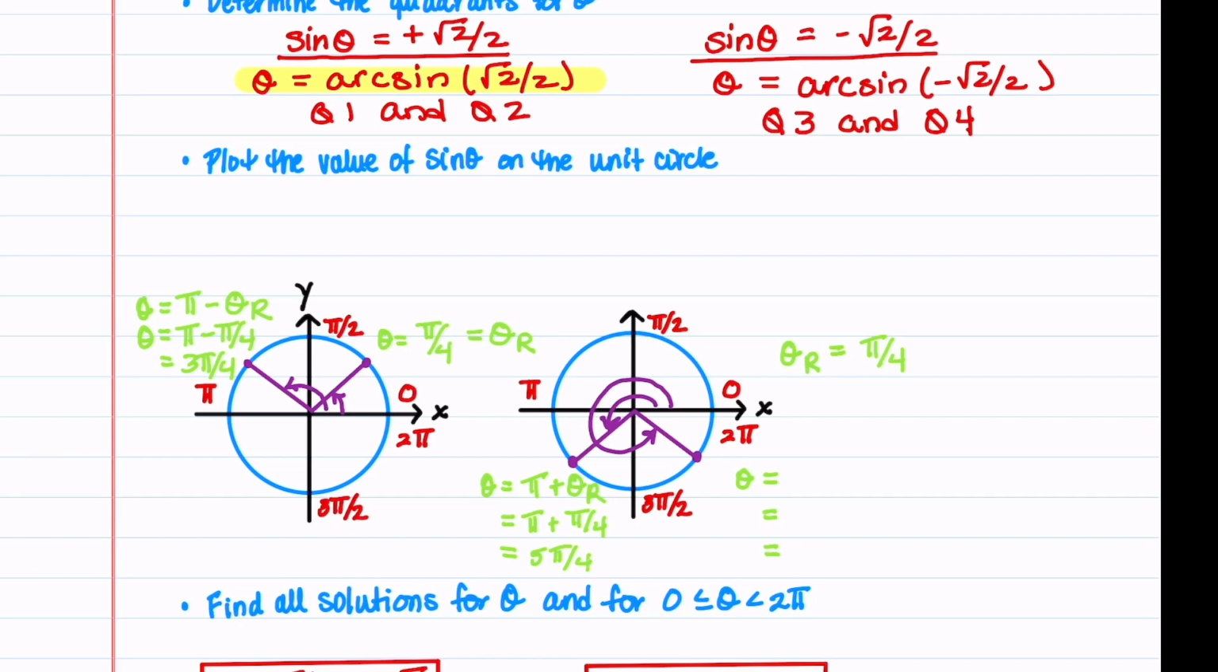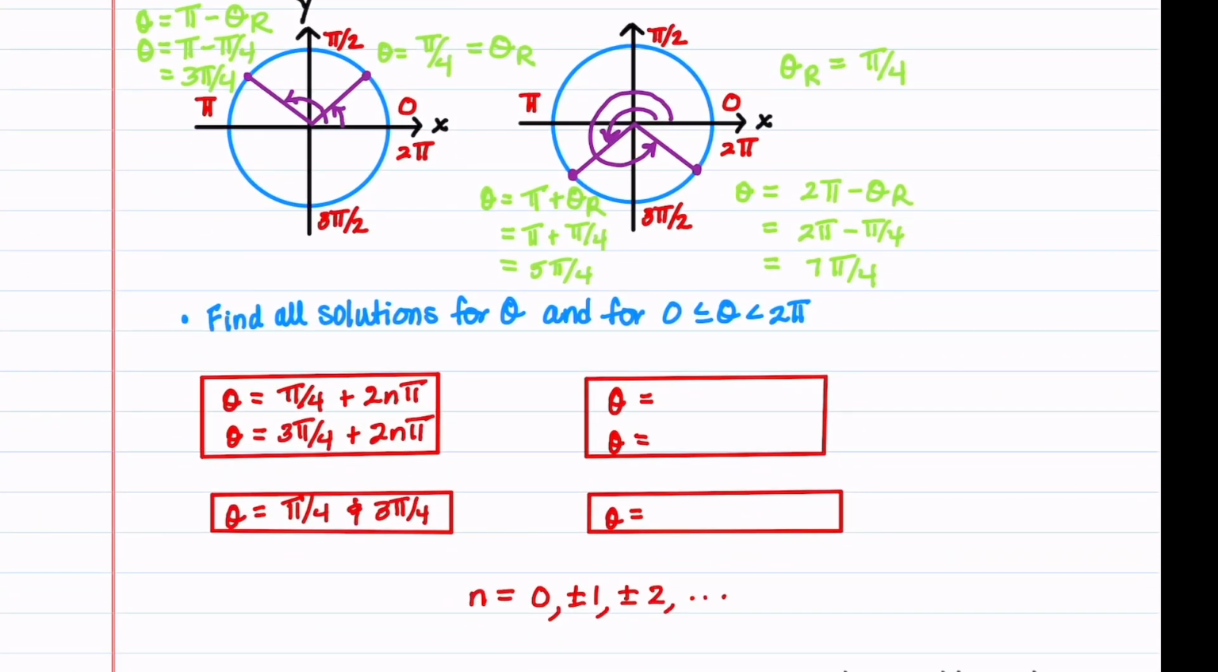Our solution in our fourth quadrant is going to be 2 pi minus our reference angle, theta sub r. So this is 2 pi minus pi over 4, and this gives us a value of 7 pi over 4. Our theta is going to be 5 pi over 4 plus 2n pi, and then 7 pi over 4 plus 2n pi. And if we're just going between 0 and 2 pi, our answer is going to be 5 pi over 4 and 7 pi over 4.